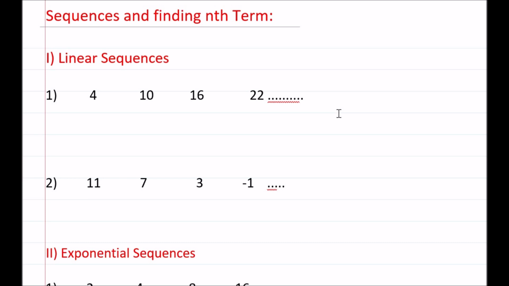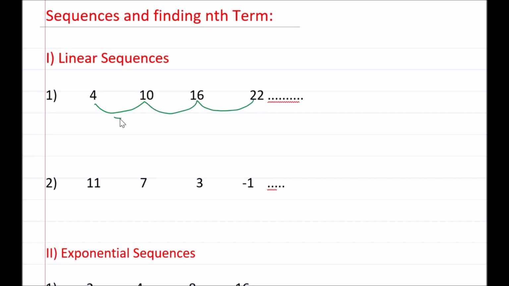So let's start with this example. First type we have linear sequences. In this sequence, if you see what is happening here, we have 4, 10, 16, 22. You can see here the sequence is increasing by a constant number. And what is that? Let us see.